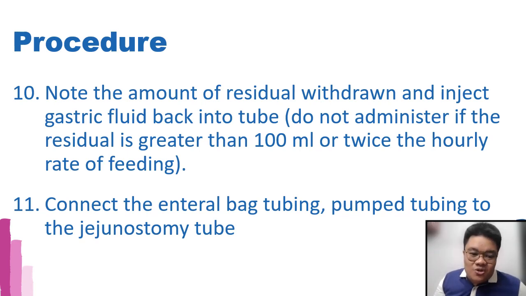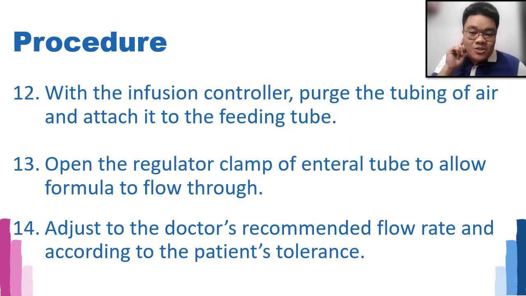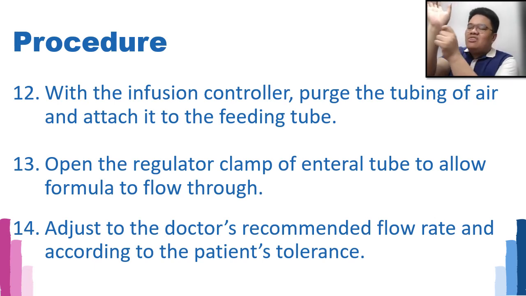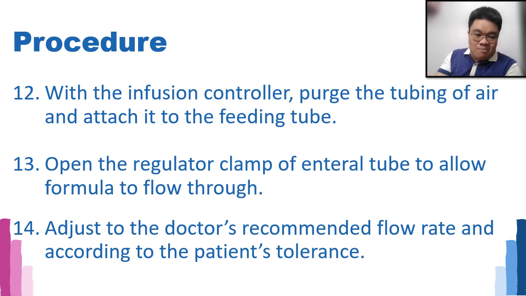With the infusion controller, that is if you are using a feeding tube regulator, you need to purge the tubing of the air and attach it to the feeding tube. In other words, what do we do, class? If we already have the feeding hanging and the tube is left with air, we run the feeding through the tube without first attaching it to the patient. What's the purpose? So that we will minimize air entry to the patient.